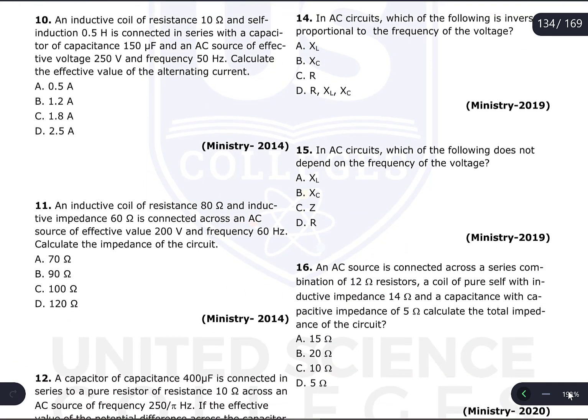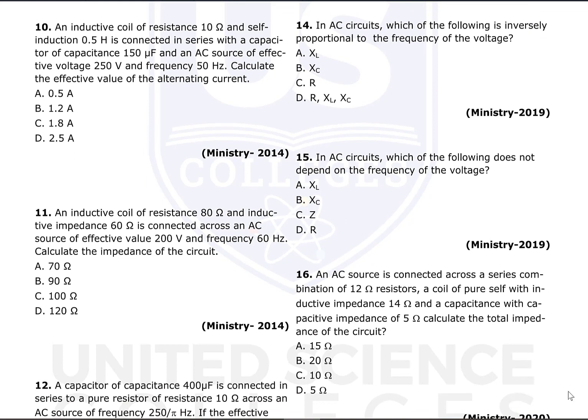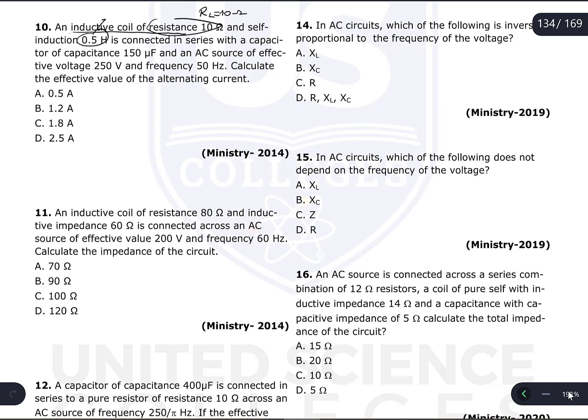And question number 10. An inductive coil of resistance. As you see, this is not a pure coil, so it has a resistance. So this is RL. I am going to represent it by RL, 10 ohm. And self-induction, this is L. It's connected across a capacitor of capacitance 150. This is C. And an AC source of effective value 250 volt and frequency 50. Calculate the effective value of the alternating current. So Ie is the question.